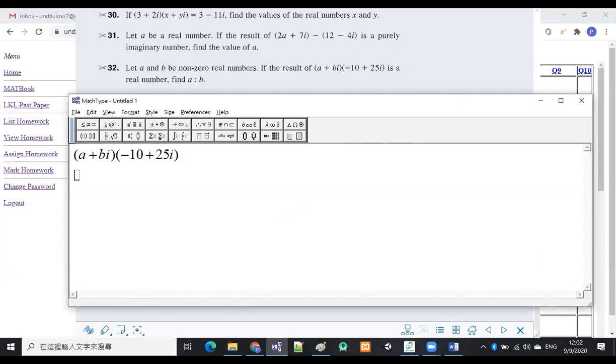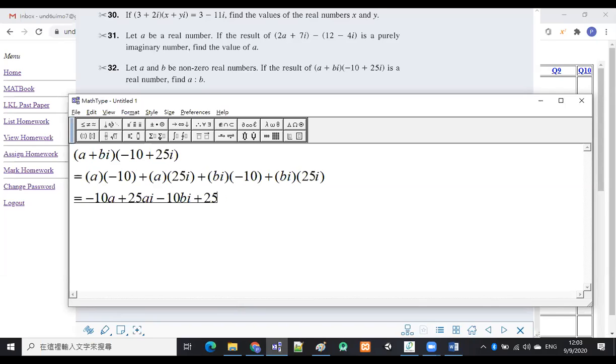So let's find the result of (A plus Bi) times (-10 plus 25i) first, okay? So we just need to expand the bracket. So it's A times -10 plus A times 25i plus Bi times -10 plus Bi times 25i。咁如果想穩陣啲嘅話，你就咁樣逐個去乘。OK，so it should be -10a plus 25a times i minus 10bi and then plus 25bi square, just like this.